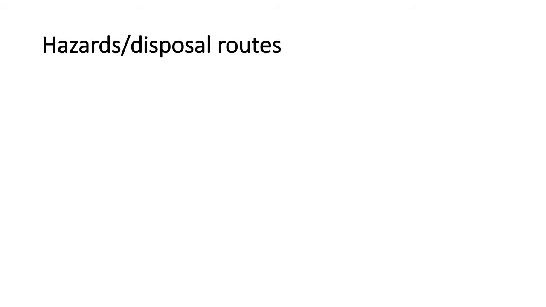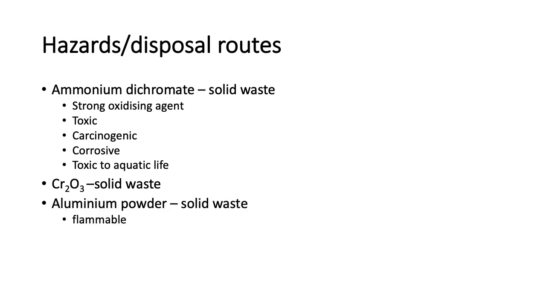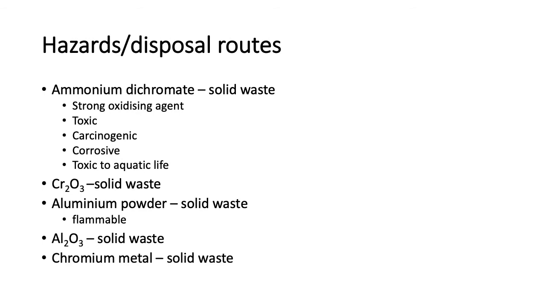So these are the hazards for this reaction. Everything here is solid, so it all goes in the solid waste. Ammonium dichromate is a strong oxidizing agent, toxic, carcinogenic, and corrosive, so wear gloves to dispose of it correctly. The chromium oxide is non-toxic and goes in solid waste. Aluminium powder is obviously flammable, so be careful around that, and then it goes in solid waste. Aluminium oxide also goes to solid waste, and chromium metal.